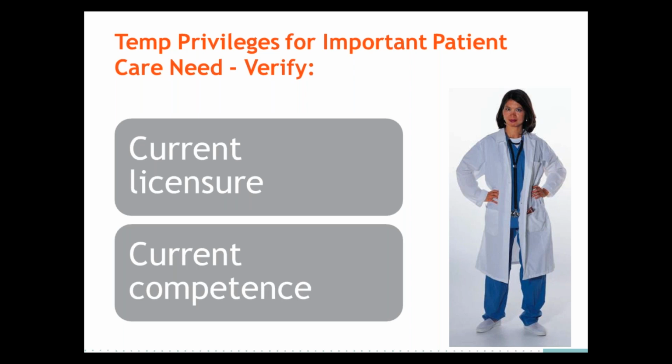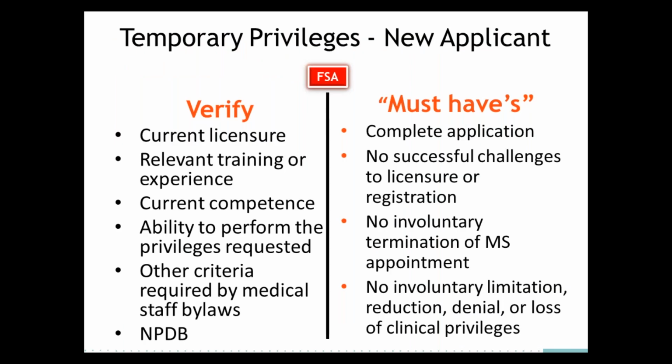And we can get that current competence by writing to a current place where they've worked or the place they've most recently worked, and getting somebody that is a chief of staff or a medical director or a clinical department director, writing verification that they are currently competent for the things that they want to do. Peer recommendations can verify current competence as well. For new applicants, things are a little bit stricter.